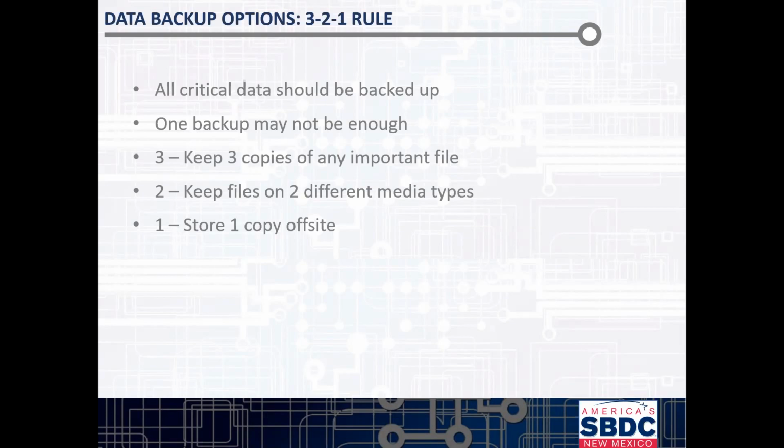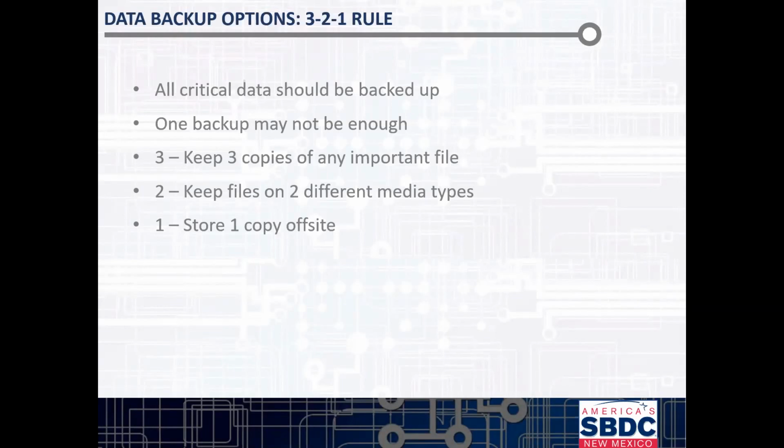The 3 means that we keep 3 copies of any important file. So that's 1 primary copy and then 2 backups. The 2: we want to keep files on 2 different media types to protect against different types of hazards. And we'll cover what all those different types of hazards could be. And then finally, we want to keep at least 1 copy offsite, and that means outside of your home or your business facility.